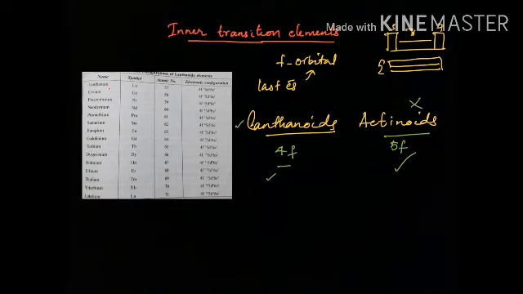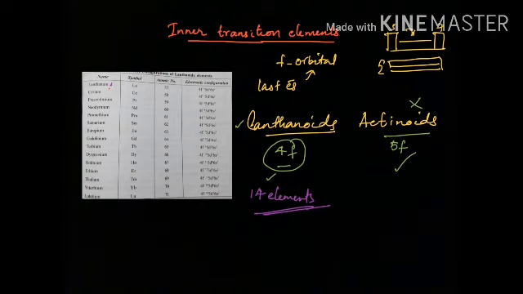Now look at the lanthanoids. What are lanthanoids? As I told you, if the electrons are entering into the 4f subshell, then we call them the lanthanoids. Lanthanoids are those elements which come after lanthanum. After lanthanum, there are 14 elements. The 14 elements which follow lanthanum in the periodic table, and have properties similar to lanthanum, are known as the lanthanoids.